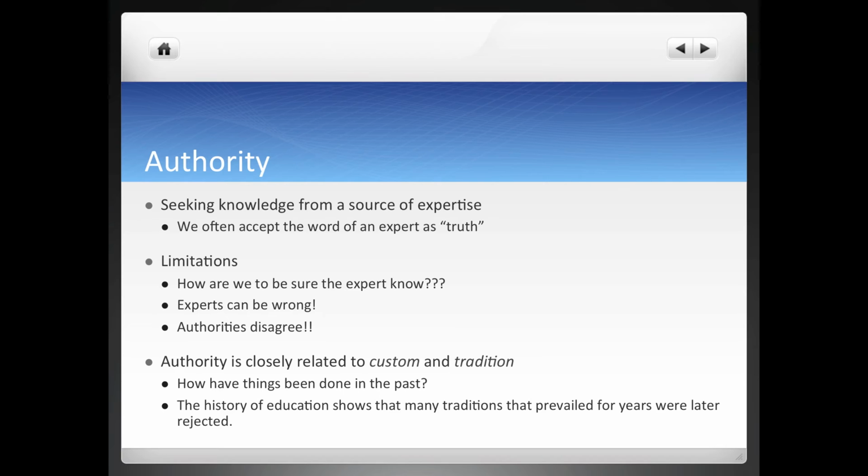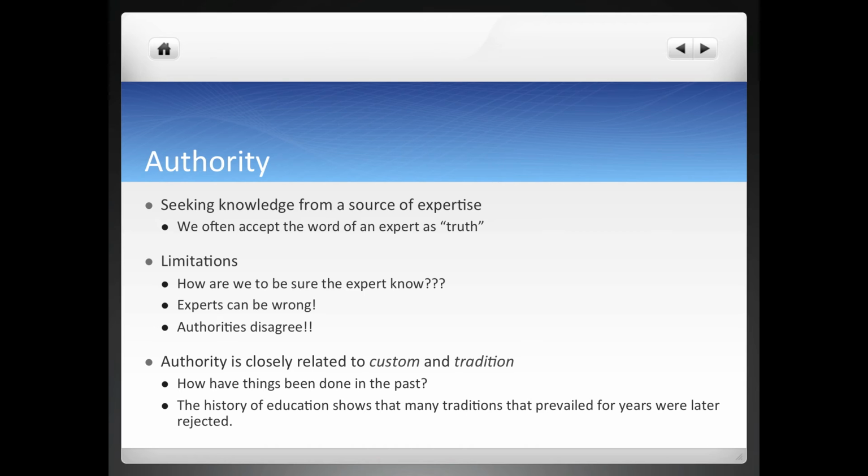Guys, authority is closely related to custom and tradition. Custom is something I find extremely interesting, tradition as well. How have things been done in the past? That tends to be a driving force in the process of deciding what's knowledge, what's to be accepted. The problem with this is that in the examination of the history of education, many traditions that prevailed for years were later shown to be slightly ridiculous.